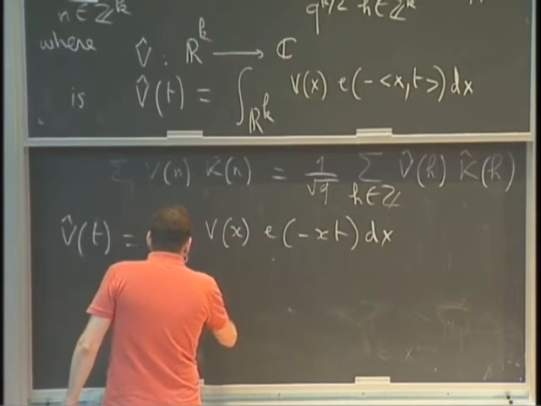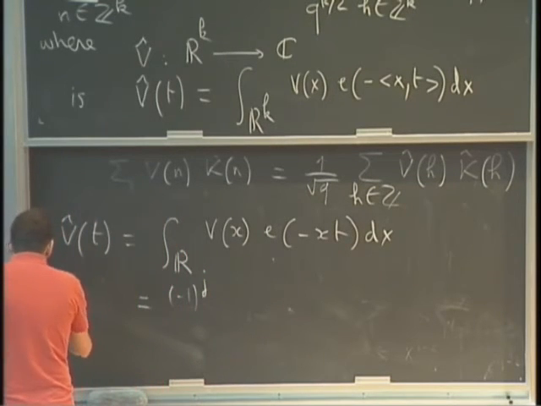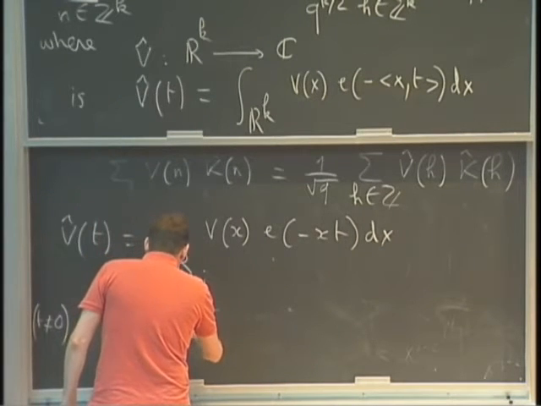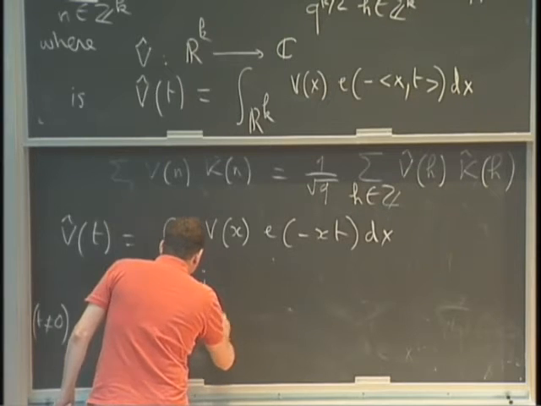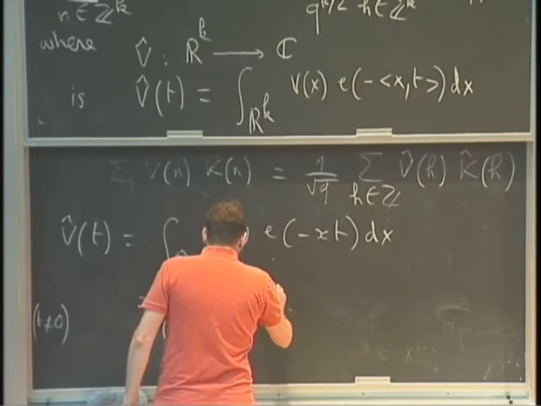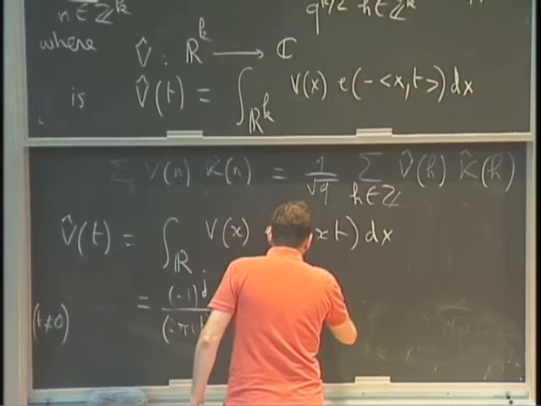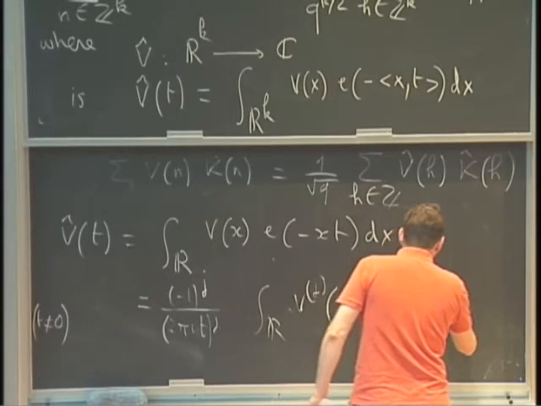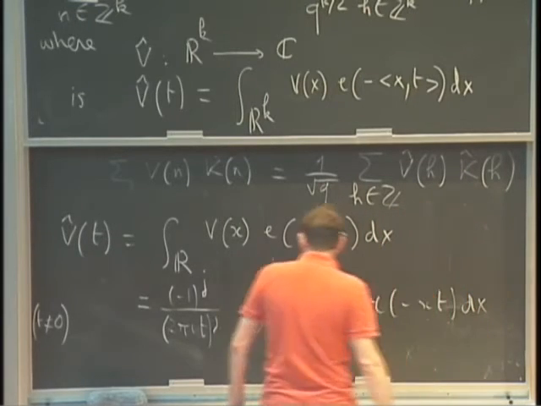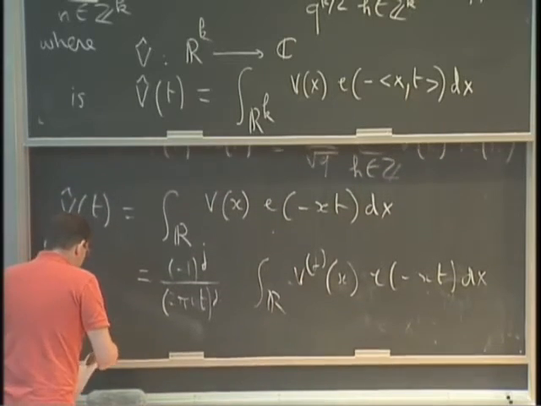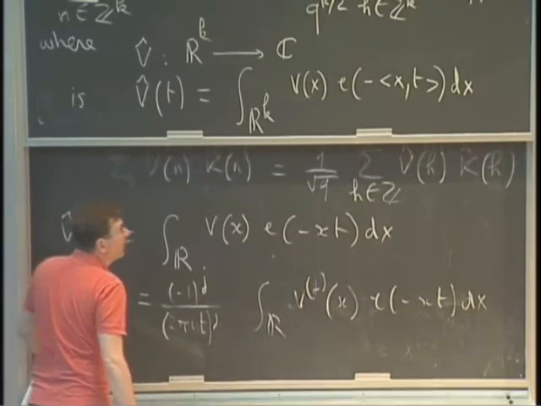So integrating by parts, if t is non-zero, if you really want to be picky, you get something like that. Because of the minus sign, then you have the integral of the j-th derivative, dx, and so next board.